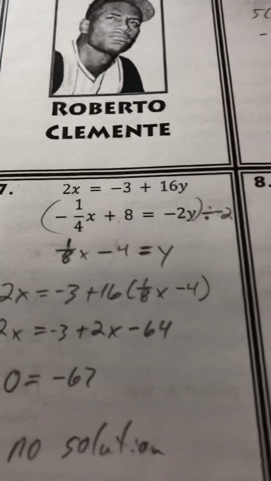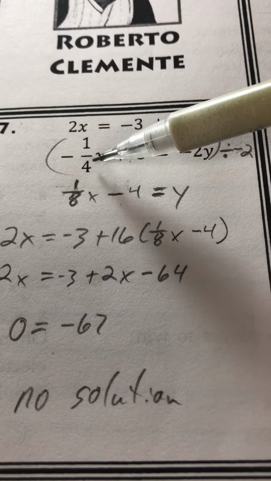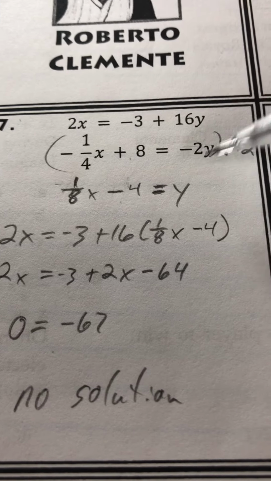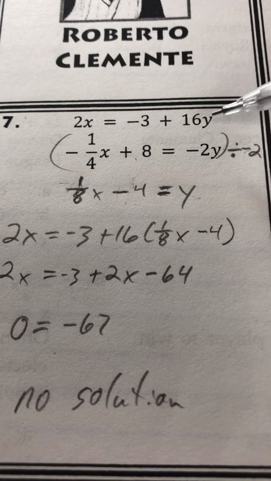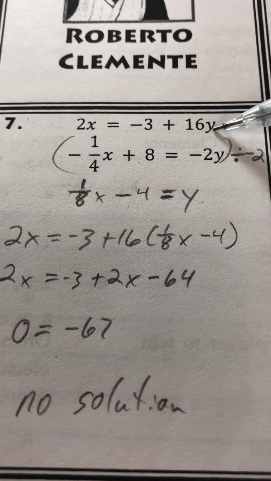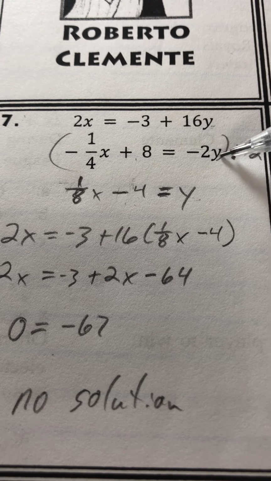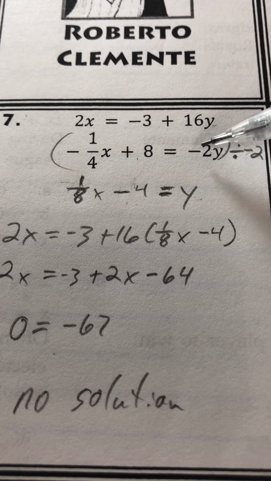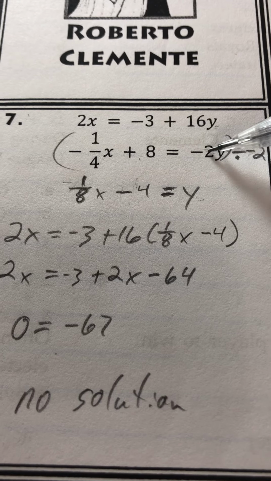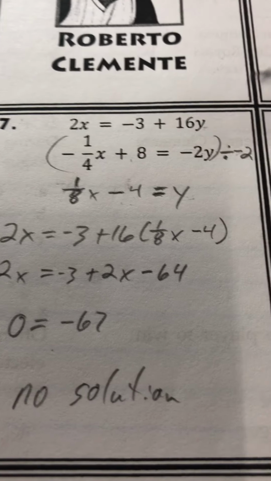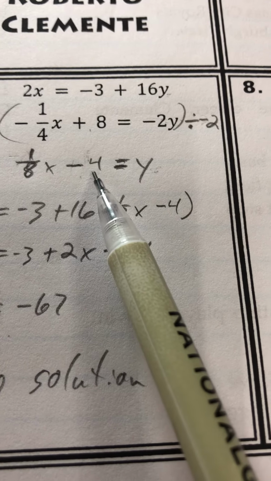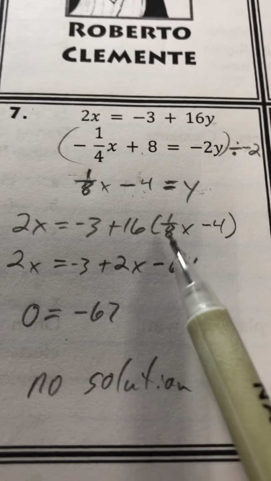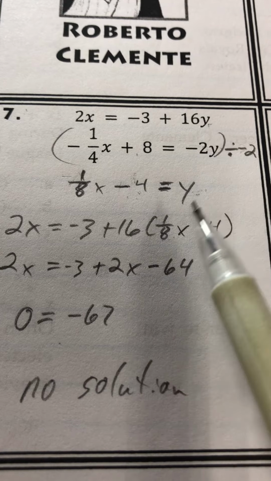And number 7. When I'm working out number 7, I noticed that this one right here, I could use to substitute in my y value right here for y. And so what I noticed that all I needed to do was divide everything by negative 2 in order to get there. So negative 2, if I divide everything by negative 2, I end up getting this, 1/8 x minus 4. I substitute that in for that y value next to 16.